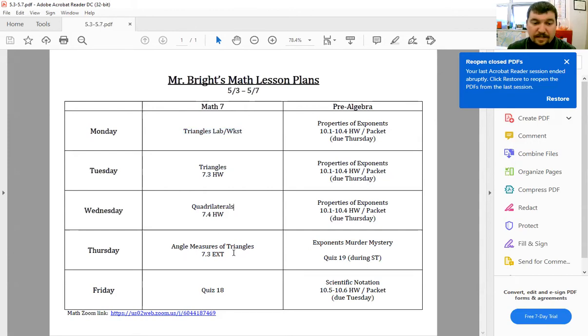We'll have a review lesson on Thursday, which actually will be covered in today's lab. And then we have a quiz on Friday, and your quiz on Friday is going to contain stuff from all four sections: 7.1 vertical and adjacent angles, 7.2 complementary and supplementary angles, and then of course the lessons over triangles and quadrilaterals we're doing this week. So anyways, let's get on with the lab then.